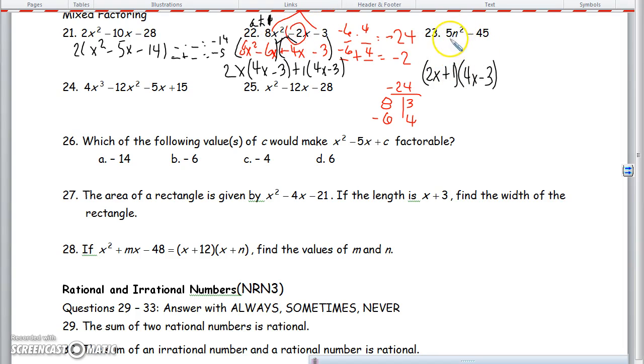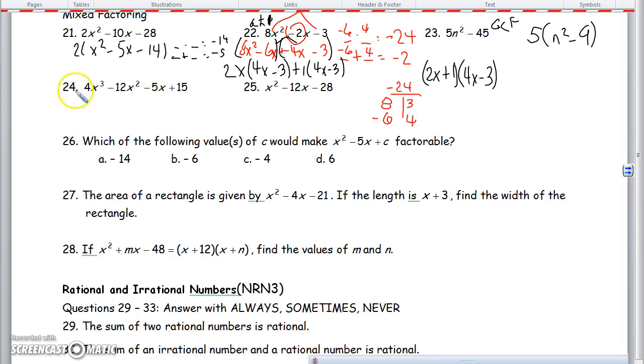This looks like it might be a difference of two squares because it's two terms. But actually, this is not a square. 5 is not a square. So the only thing you can do here is a GCF. So what's in common here? There's only an n here, no variables, so I can only take out 5 here and here. So we take 5, we'll have n squared, minus 45 divided by 5 is 9.